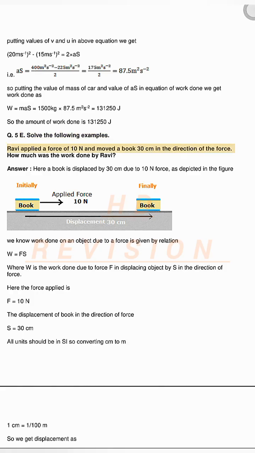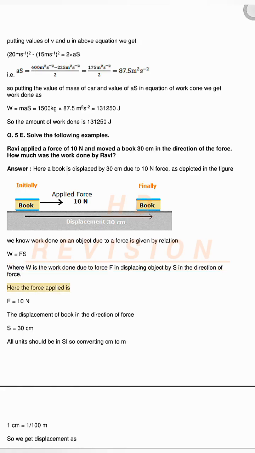Q5. E. Solve the following examples. Ravi applied a force of 10 N and moved a book 30 centimeters in the direction of the force. How much was the work done by Ravi? Answer. Here a book is displaced by 30 centimeters due to a 10 N force, as depicted in the figure. We know work done on an object due to a force is given by the relation W equals Fs, where W is the work done due to force F in displacing the object by s in the direction of force.